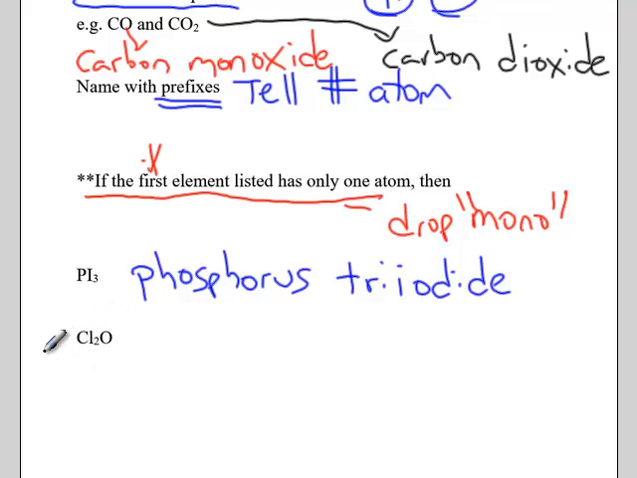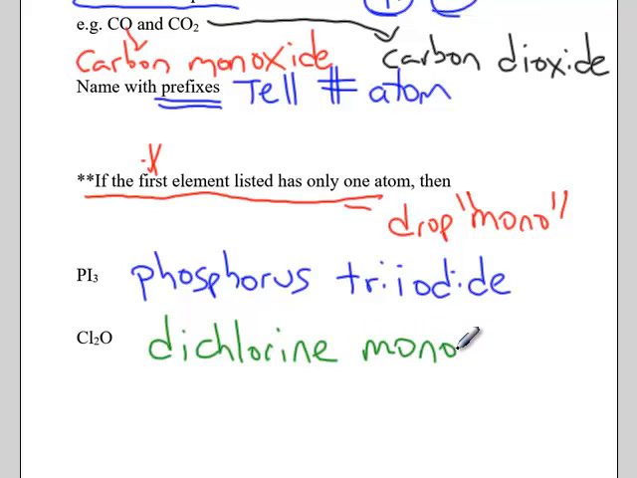Cl2O. Again, both chlorine and oxygen are nonmetals, just like phosphorus and iodine were, so we're going to use the prefix naming system. This time the first element is not a 1, so we need to include that prefix. 2 chlorines is dichlorine. 1 oxygen at the end makes this monoxide.